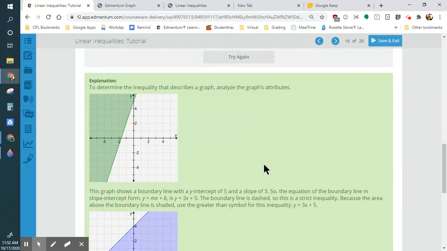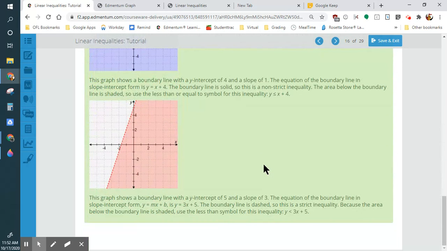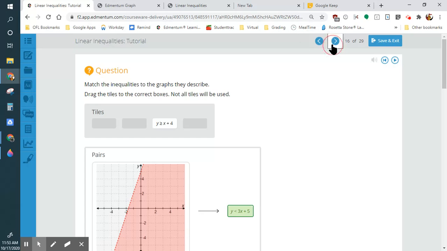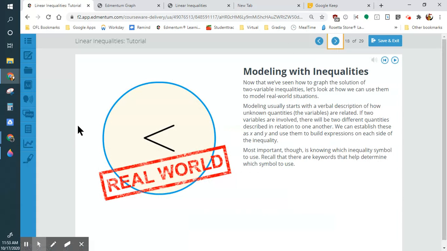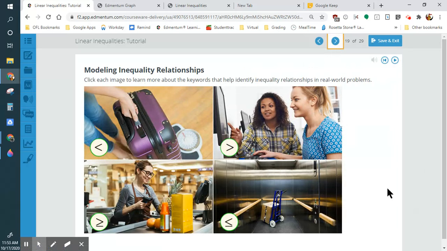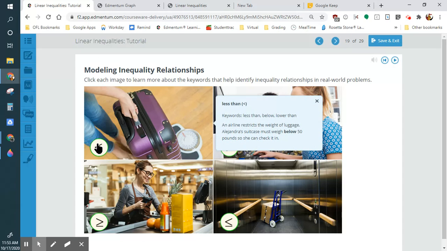And here's the explanations if you guys want to take a look at them. So let's move on here. So now we're going to be modeling inequalities. So kind of like doing real life scenarios. So let's take a look. Now that we've seen the solution, okay, let's move on. So modeling inequalities relationship. So let's see what we got here.